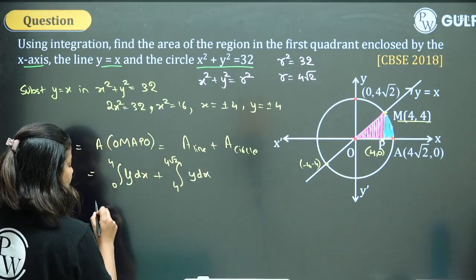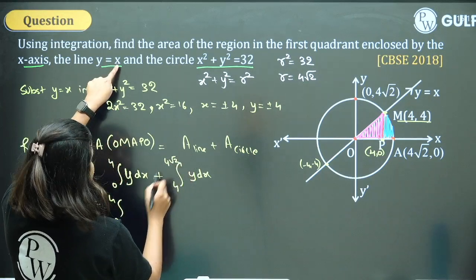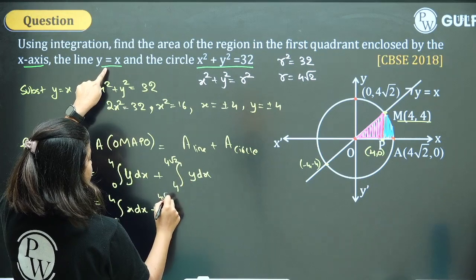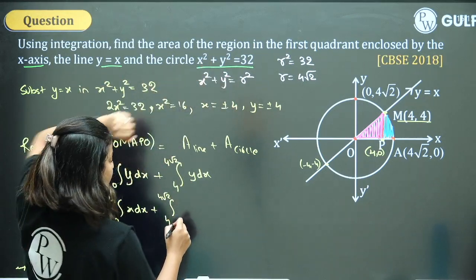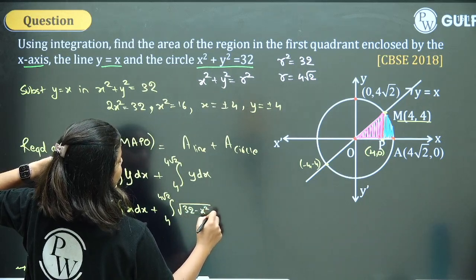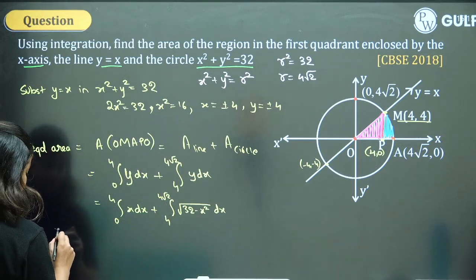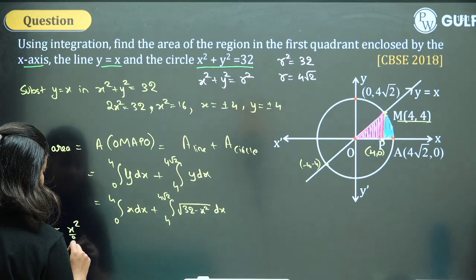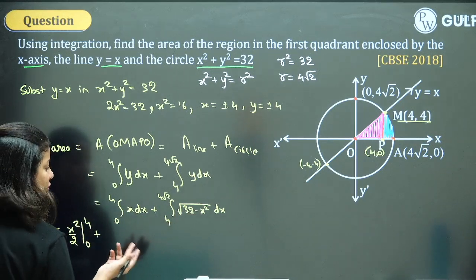Now the value of y, you have to choose carefully. For line, value of y is x. And for circle, what's the value of y? Root of 32 minus x square, dx. इसका इंटीग्रल लेना है भैया. फर्स्ट पार्ट तो चलो बड़ा आसान है. इंटीग्रेशन ऑफ x is x square by 2 from 0 to 4. इसको भी इतना मुश्किल कुछ नहीं है.